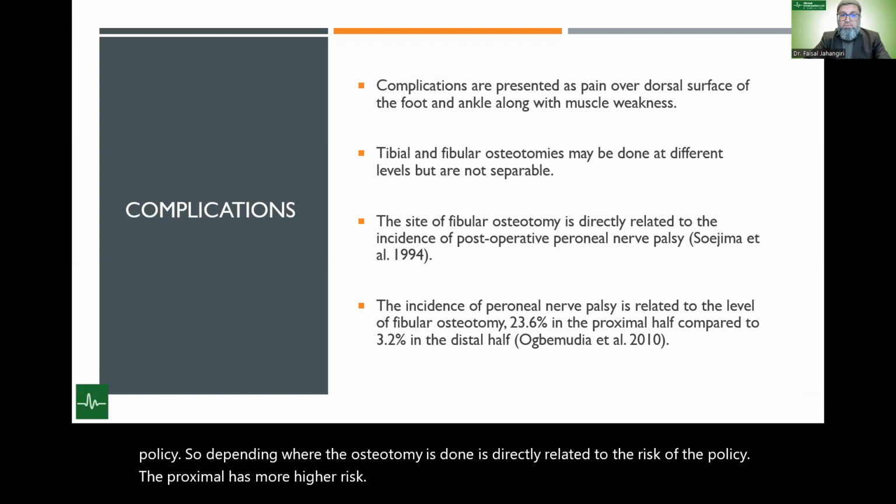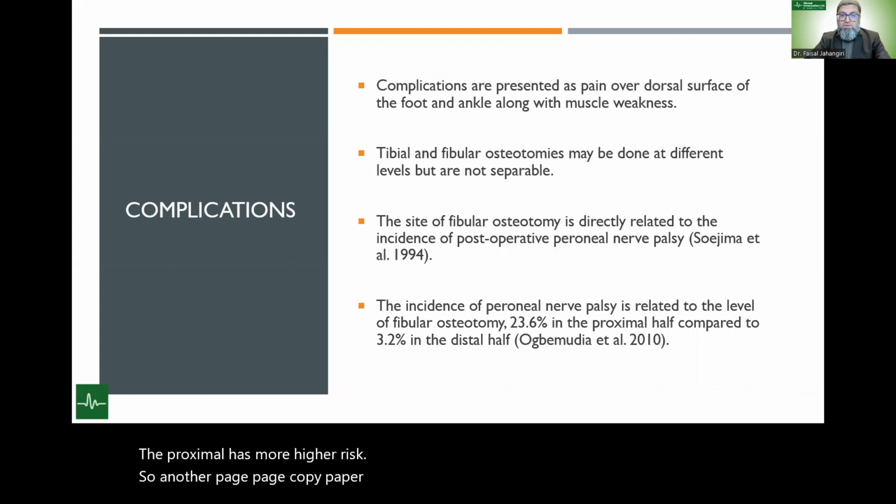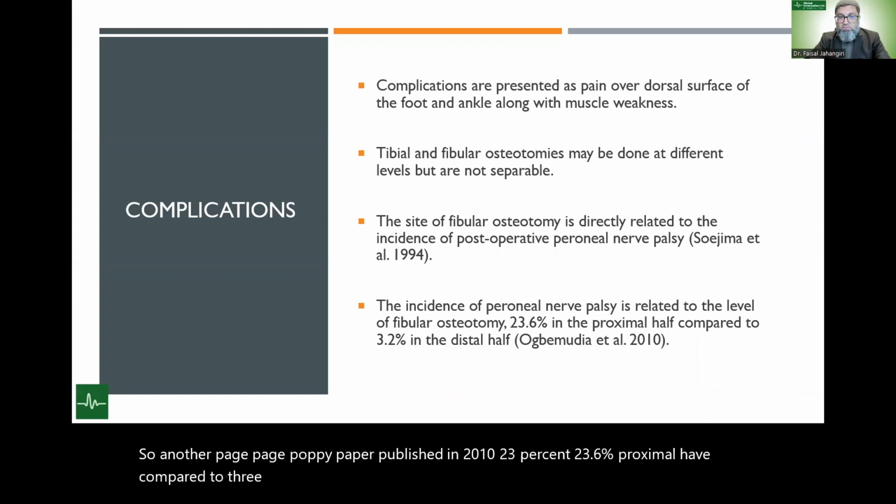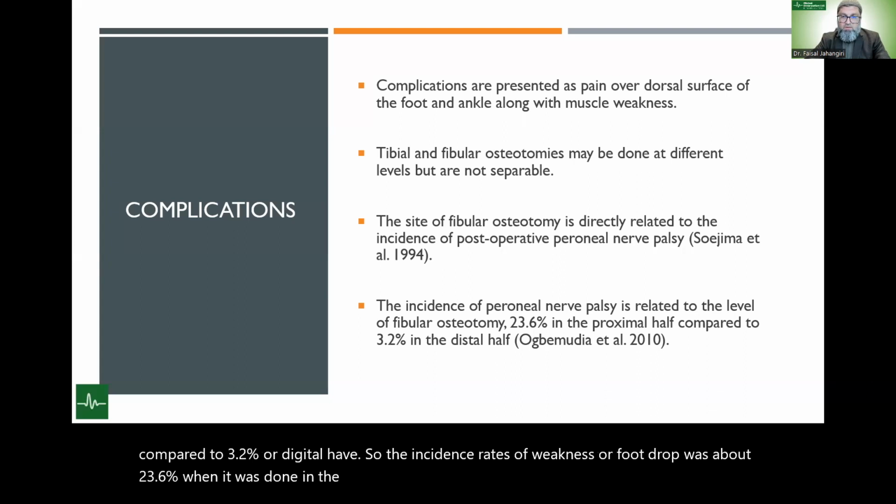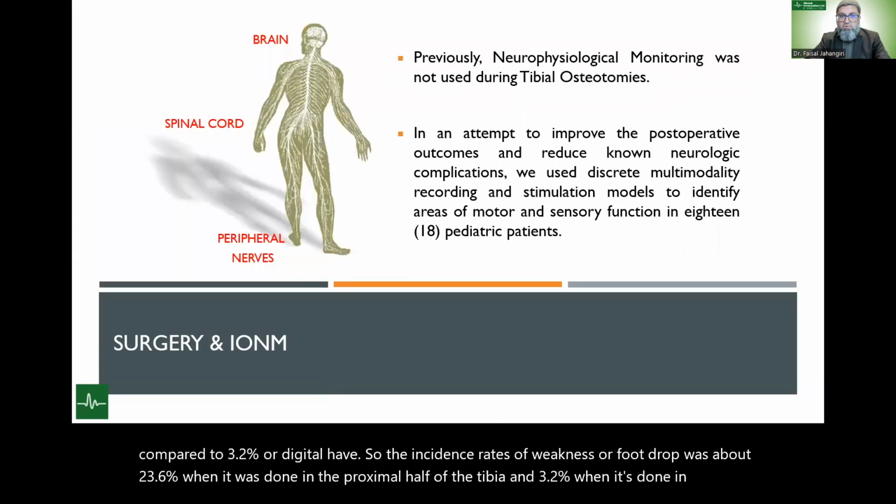Another paper published in 2010 reported 23.6% for the proximal half compared to 3.2% for the distal half. So the incidence rate of weakness or foot drop was about 23.6% when it was done in the proximal half of the tibia, and 3.2% when it's done in the distal half of the tibia.